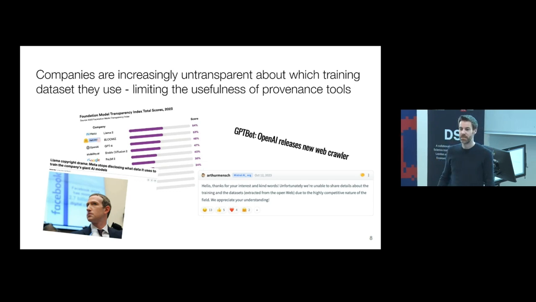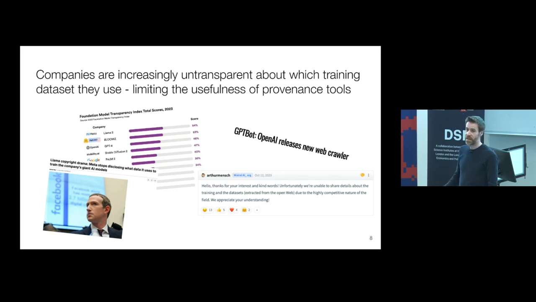This was the good old days in a sense, last year. Companies were very open. We use Common Crawl, we use this one, we use C4, we use mC4 English, et cetera, et cetera. Now all the companies are closing up. This is an index from Stanford on openness and transparency of foundation models, and you can see that a lot of them are scoring quite low. Even Llama, which is an open model, only scores 54%.